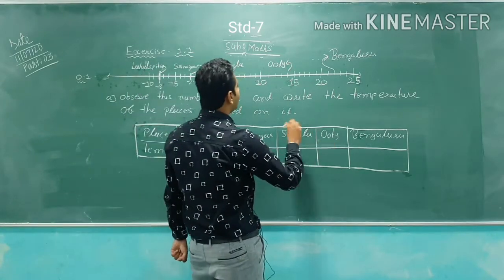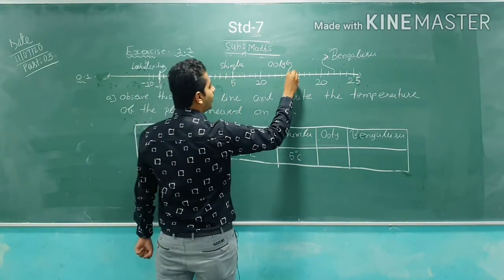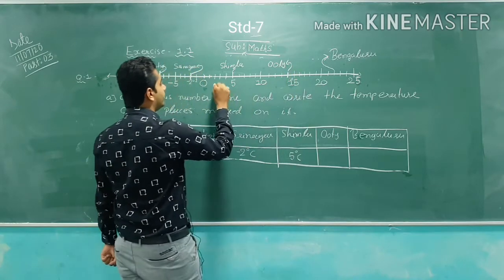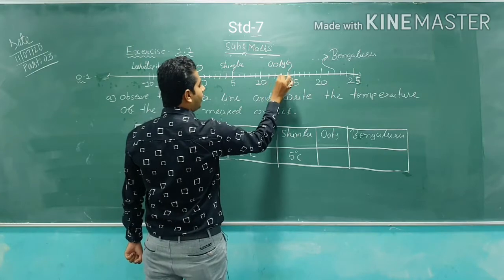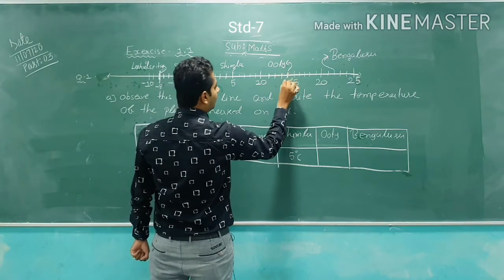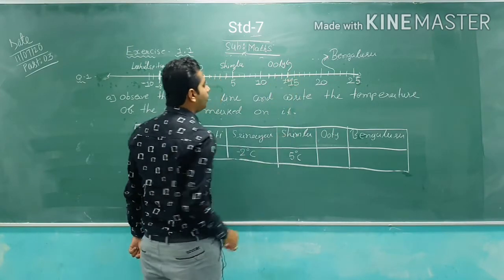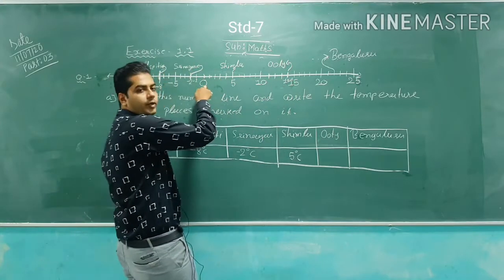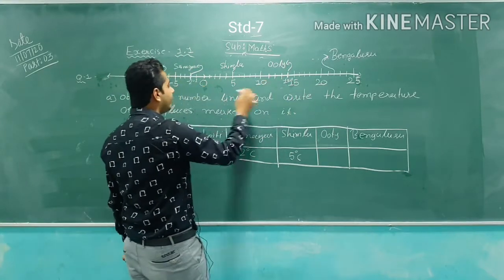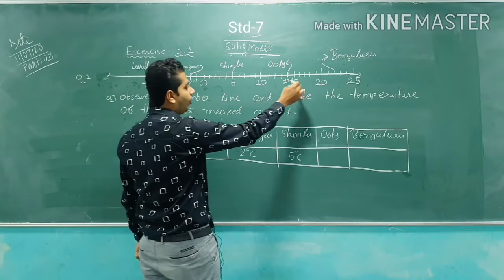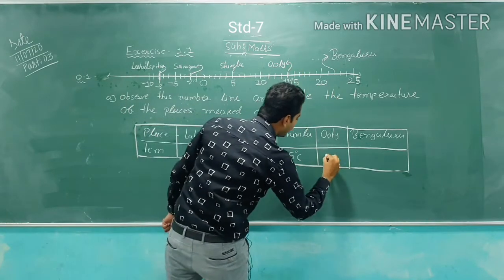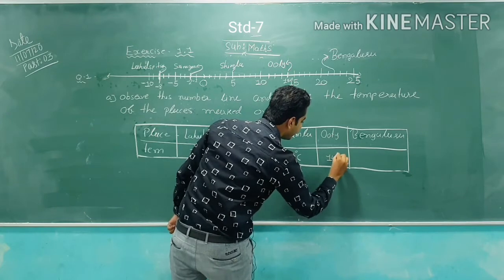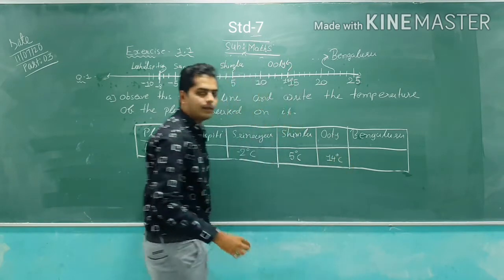That's how Ooty. Where is Ooty? Ooty is marked here. So count after the 10. See 10, 11, 12, 13 and the 14. So that is positive 14. Why? Because on the number line, the right side of 0 is all positive numbers. So Ooty is on the 14 number. So 14 degrees Celsius. Easy.